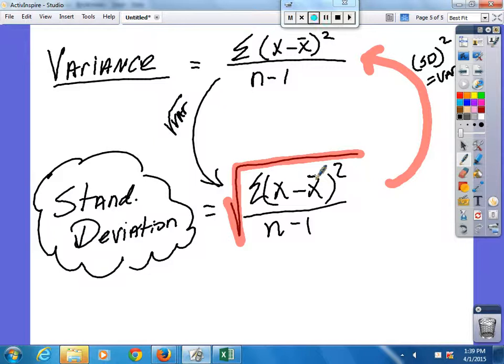x minus x bar. What did I tell you x was? It's each one of those little numbers, right? 9, 9, 13, 13, 13. Each one of them is x. And what's x bar? Mean. So what have I got to do with each one of those x's? Subtract the mean from it. So that's another reason I use the Excel spreadsheet, is because it's more organized than writing all over the board.